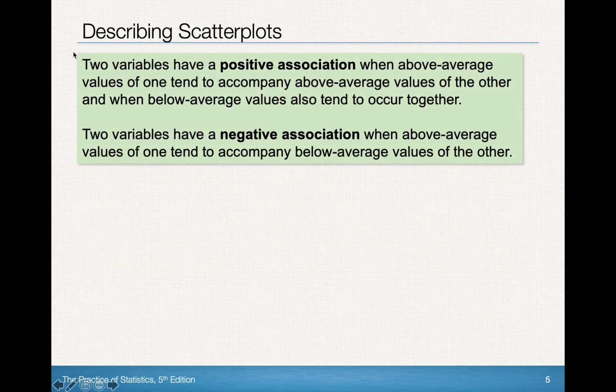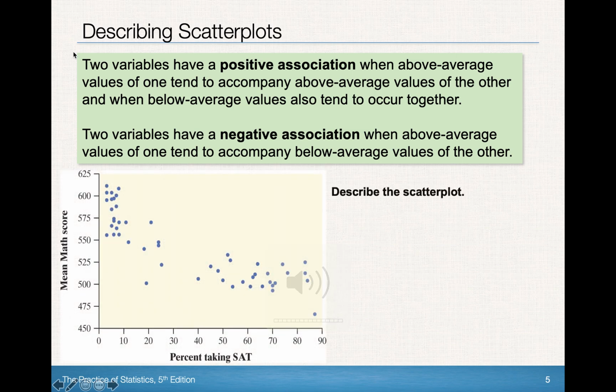So direction. Direction can be positive or it could be negative. We talk about this with association. If it has a positive association, that means as the explanatory variable increases, the response variable increases in general. Or if it has a negative association, it means as the explanatory variable increases, the response variable decreases in general. So this is an example of a negative association. As you can see, as the percent taking the SAT increases, the mean math score seems to decrease.